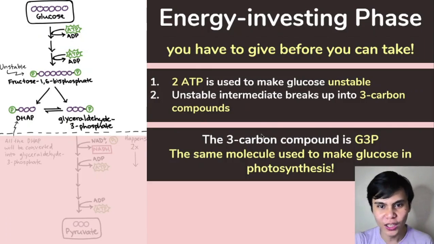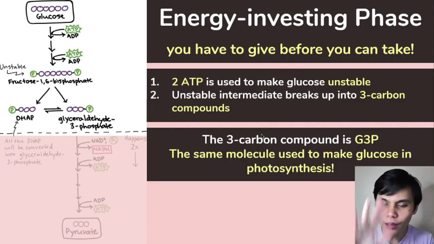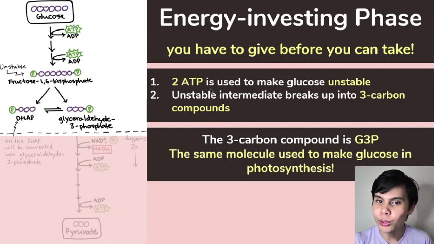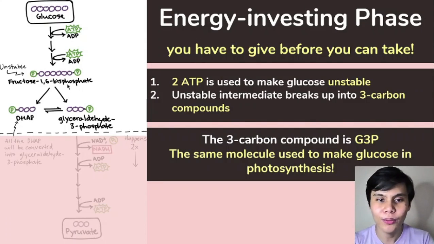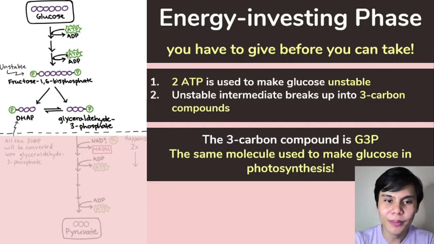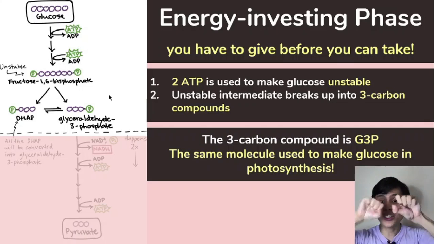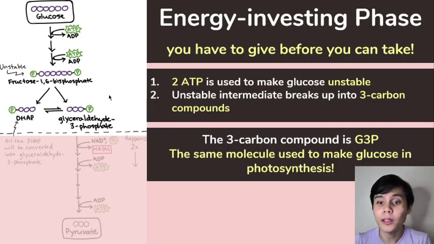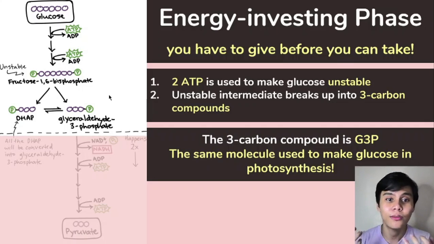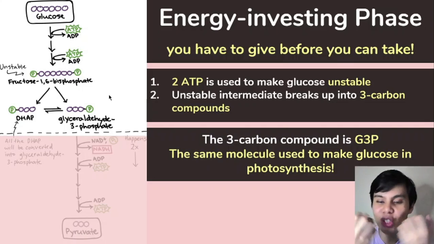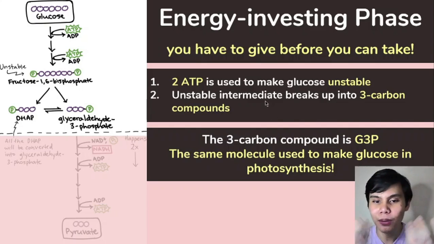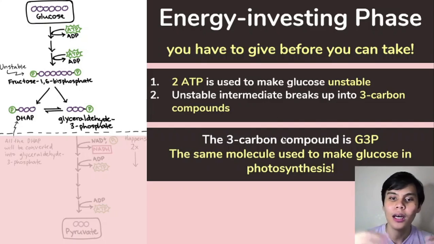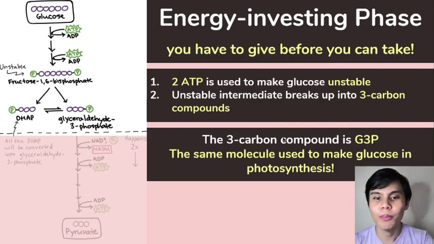So in the energy investment phase, you give energy. You use ATP in order to make glucose unstable. If you look here, we have ATP being added to glucose, and this makes it unstable so that it breaks apart on its own. You need to exert energy in order to make stuff happen. So you exert energy to make it break apart, and this broken apart thing can be used later in the energy payoff phase.